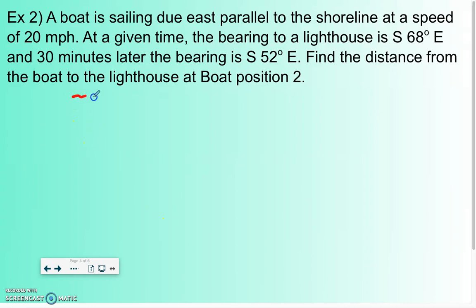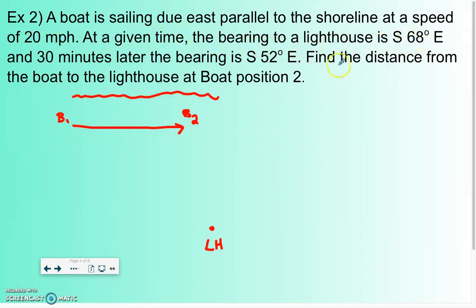So we have our shoreline. A boat is traveling parallel to it, so we know it's traveling this direction. So we're going to say boat position 1, and then we'll say boat position 2, knowing the fact that it's moved parallel to the shoreline. So currently boat position 1 in relationship to the lighthouse, so we'll put LH down here for lighthouse, is traveling at a speed of 20 miles per hour at a given time.